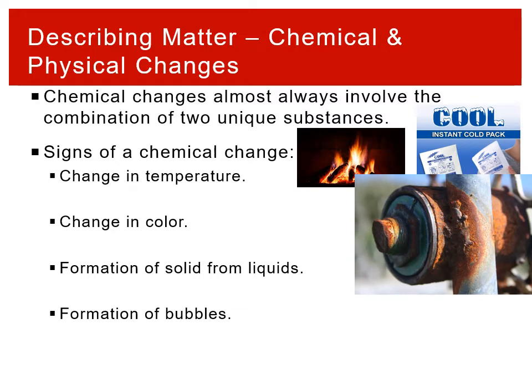Changes in color. If you started with, say, for example, silvery gray iron, and then you let it rust, it turns orange-red. That is a new color because rust is a new substance. It's no longer iron, it's now iron oxide. It's a new substance with new properties. That's why the color changes, because there's new properties.